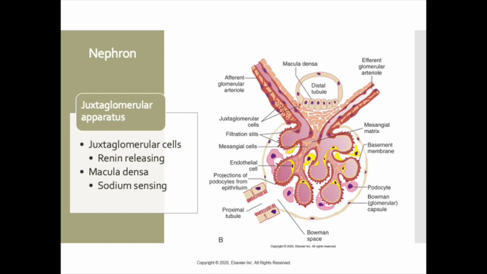But between the afferent and the efferent arterioles is the macula densa, and these macula densa cells can sense sodium within the distal tubule. Together, the juxtaglomerular cells, the macula densa cells, which are the sodium sensing cells, and the mesangial cells form what we call the juxtaglomerular apparatus. Control of our renal blood flow, so the blood flow within the kidneys, our glomerular filtration, and how renin is secreted, all happens within the juxtaglomerular apparatus.